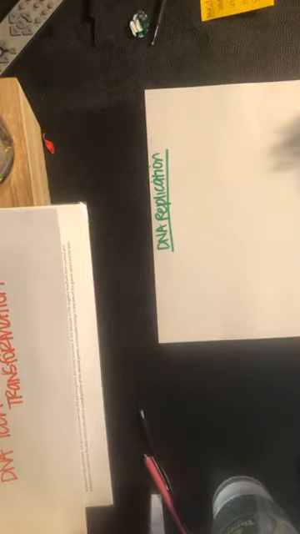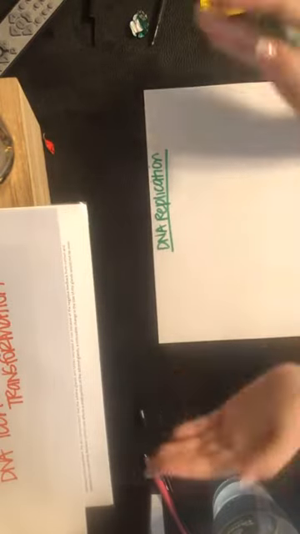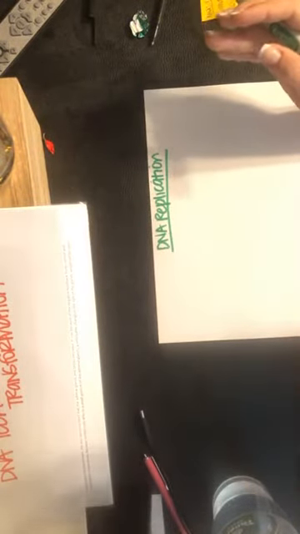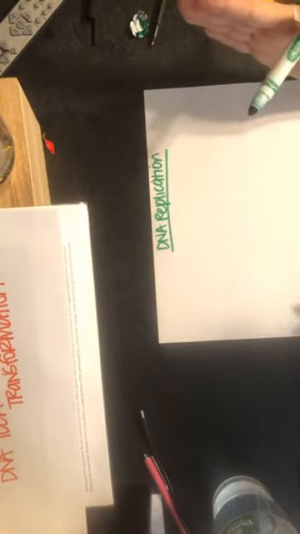So with DNA replication, we said it's semi-conservative. What that means is that you're going to take your parent strand and separate the parent strand so that we can conserve the parent strand and also have a replicate with it.